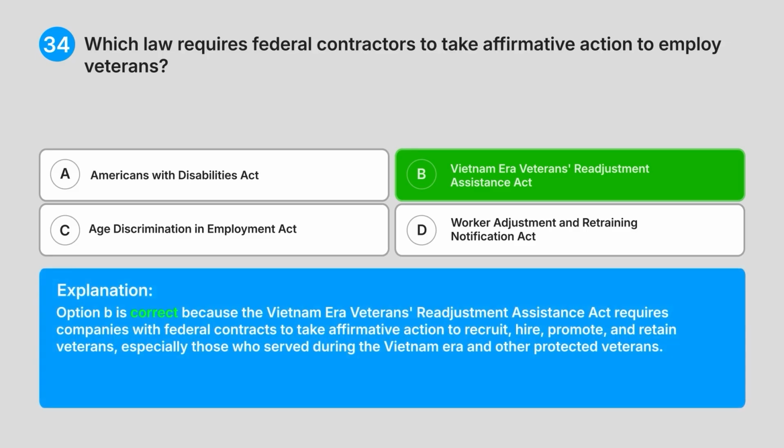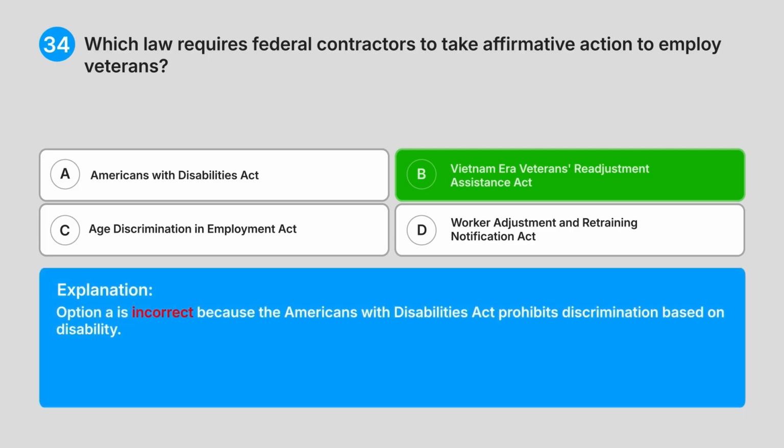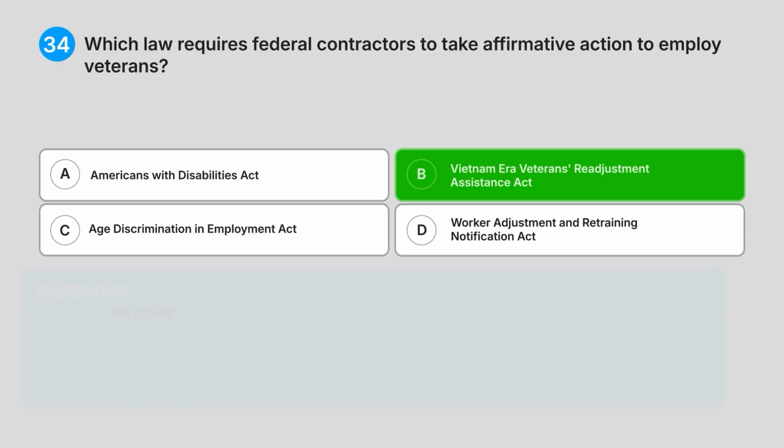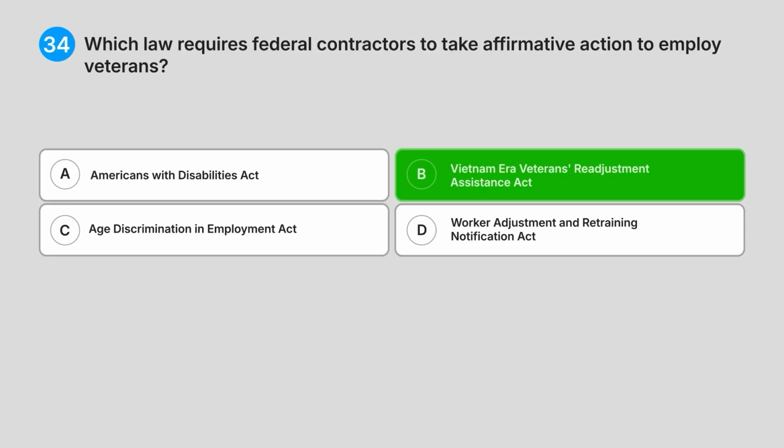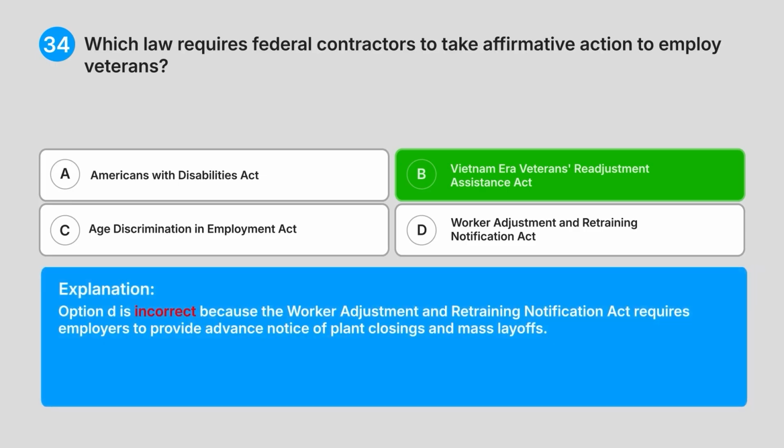Explanation. Option B is correct because the Vietnam-era Veterans Readjustment Assistance Act requires companies with federal contracts to take affirmative action to recruit, hire, promote and retain veterans, especially those who served during the Vietnam era and other protected veterans. Option A is incorrect because the Americans with Disabilities Act prohibits discrimination based on disability. Option C is incorrect because the Age Discrimination in Employment Act protects individuals 40 or older from age-based employment discrimination. Option D is incorrect because the Worker Adjustment and Retraining Notification Act requires employers to provide advance notice of plant closings and mass layoffs.